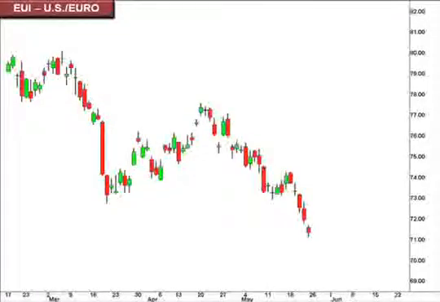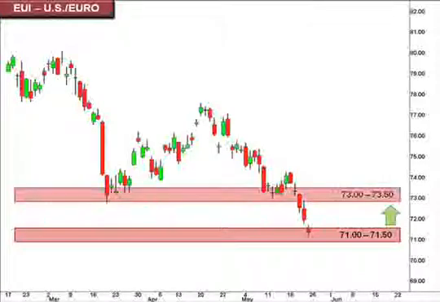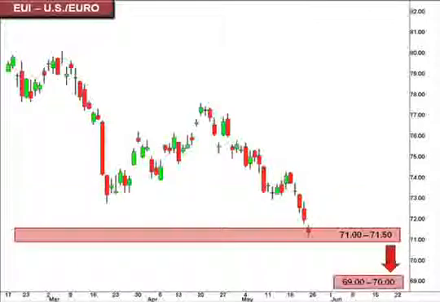Well, the EUI, the US versus the Euro, is completing a measured move down into that 71, 71.5 box. And we are open to the possibility of some backfilling, which may likely see a test of that 73, 73.5 range as resistance. With such a strong downside momentum, it is not unrealistic to expect a move that may extend even as deep as that 69.70 range.